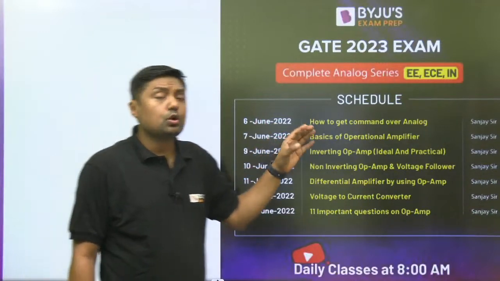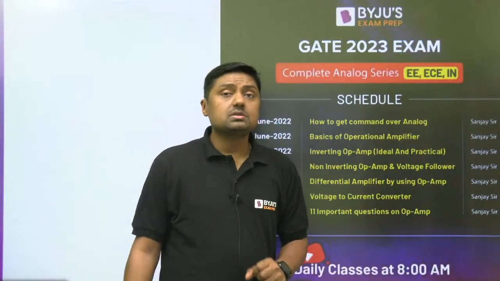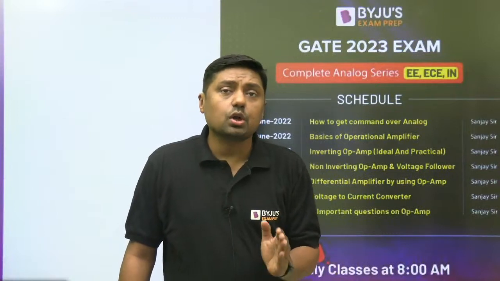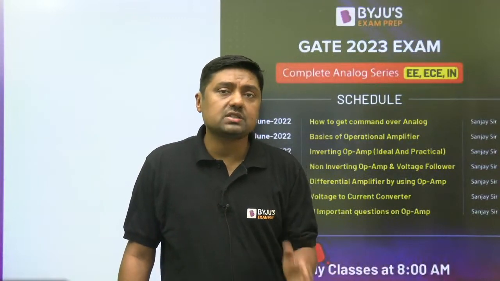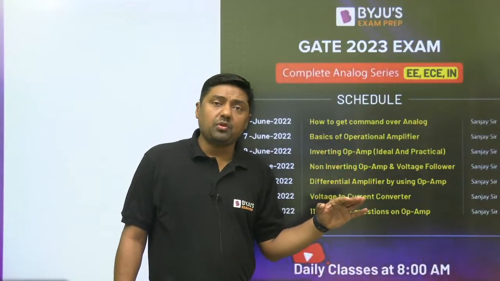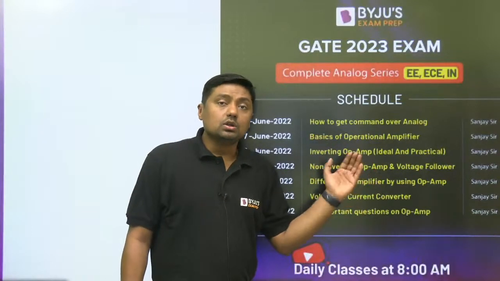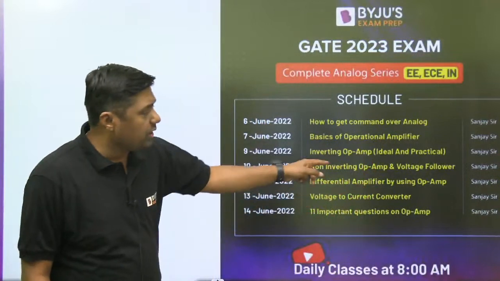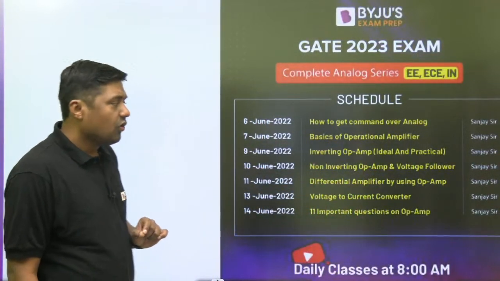Then second, the basics of operational amplifier, meaning the internal structure of the operational amplifier and the equivalent circuit of the operational amplifier. Then the inverting operational amplifier with important numericals. Now we are going to discuss the non-inverting operational amplifier and voltage follower.